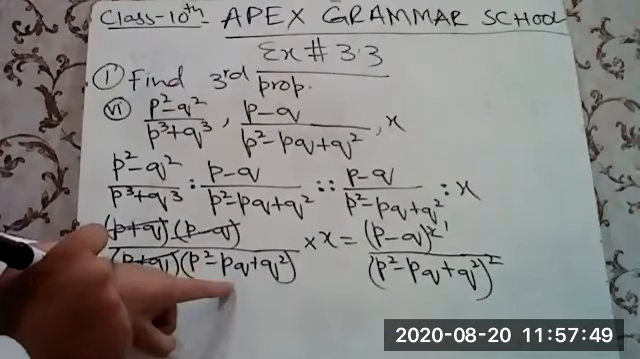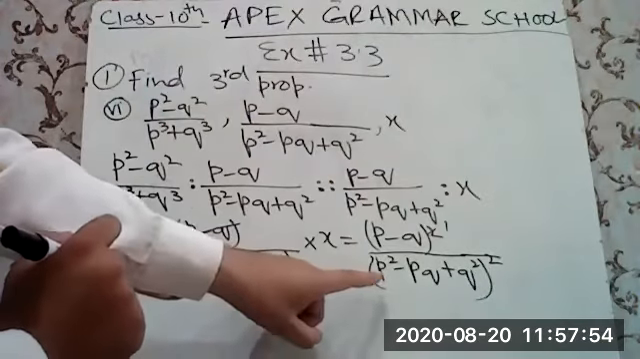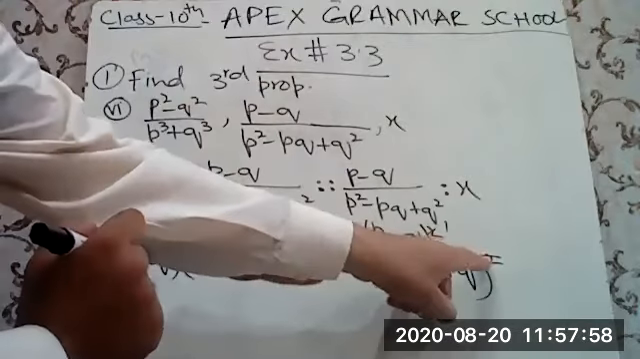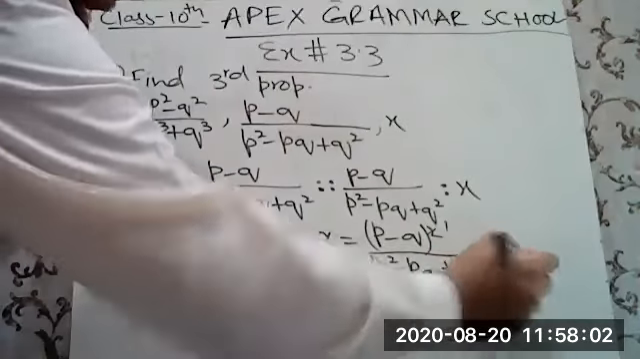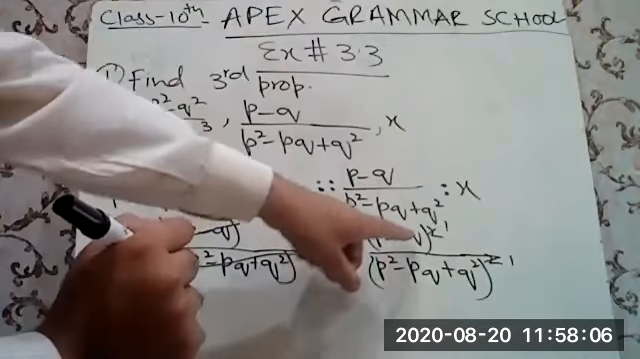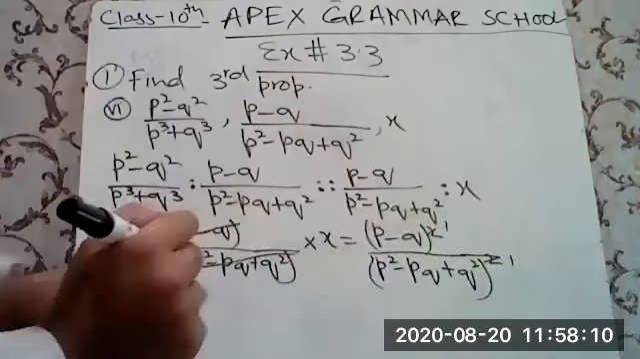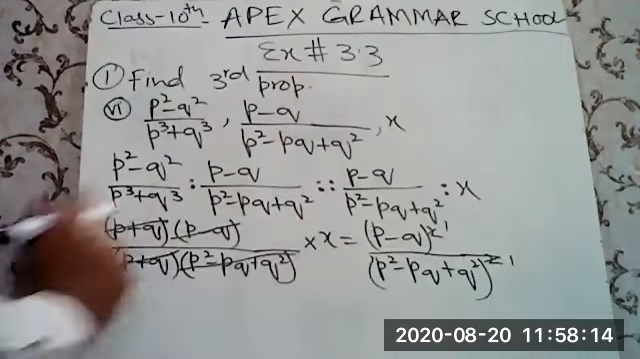Again, it is the same thing. p square minus pq plus q square whole power is 1. But this p square minus pq plus q square contains a whole square, so we can cancel this with this one, and it will also be 1. p minus q with power 1, p square minus pq plus q square left with power 1. So you are left only with x here.